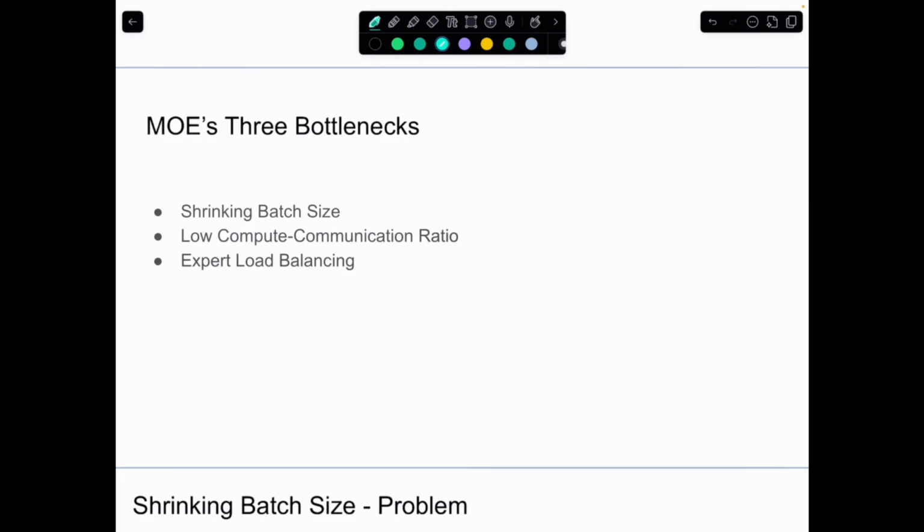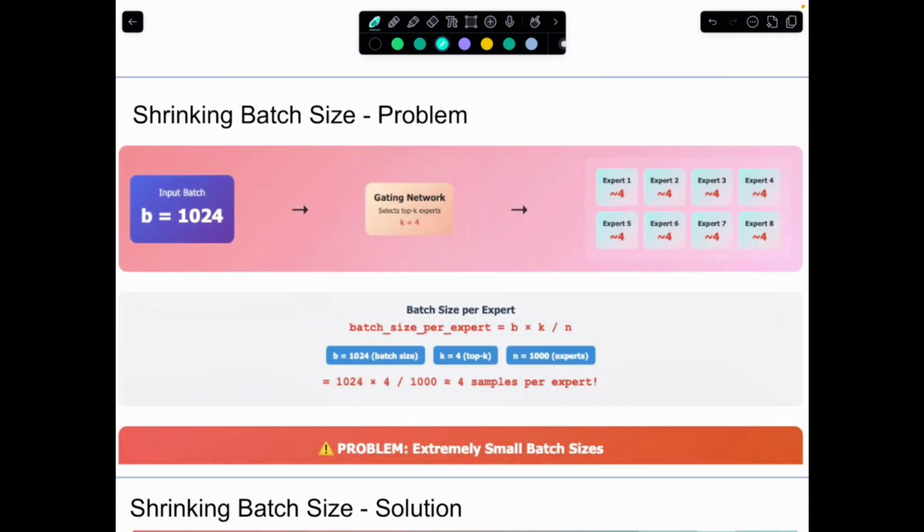Now, with all the fundamental knowledge we just equipped ourselves with, we're ready to learn about the bottlenecks of MoE and how Google's 2017 paper solved these 3 bottlenecks. They are shrinking batch size, low compute to communication ratio, and the imbalance of experts. Now, let's talk about the most important problem here, the shrinking batch size problem.